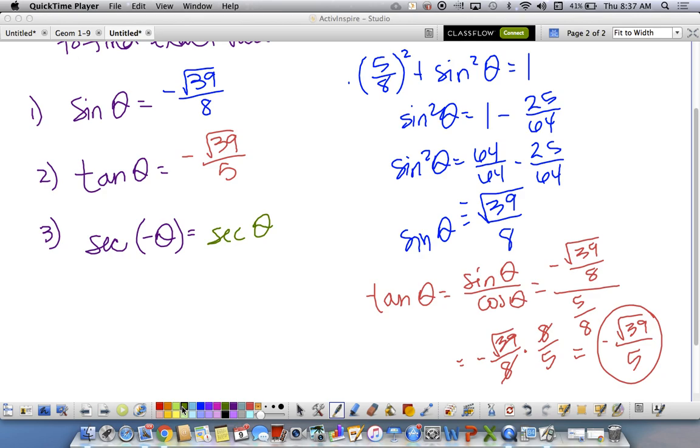So, after you use the negative angle identity, what do we do next? Reciprocal identity. So secant theta equals what? 1 over cosine theta. Do we know what cosine theta is? I think it was 5/8. I've scrolled down. So what is 1 divided by 5/8? 8 fifths.